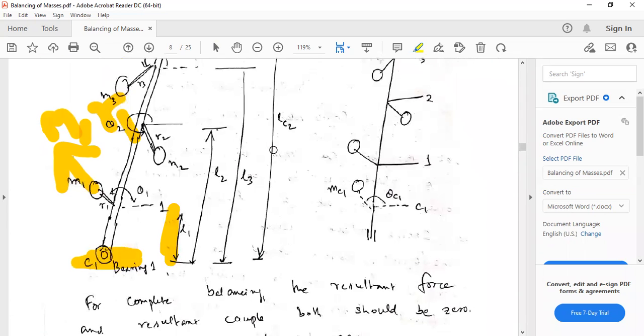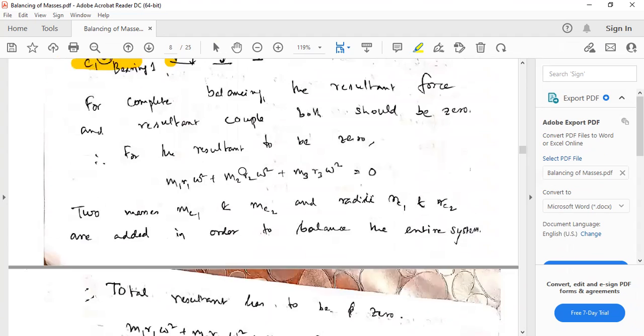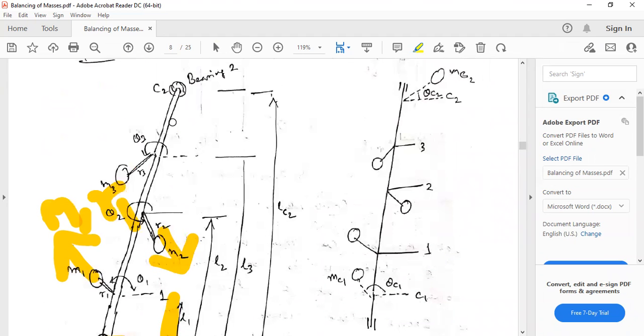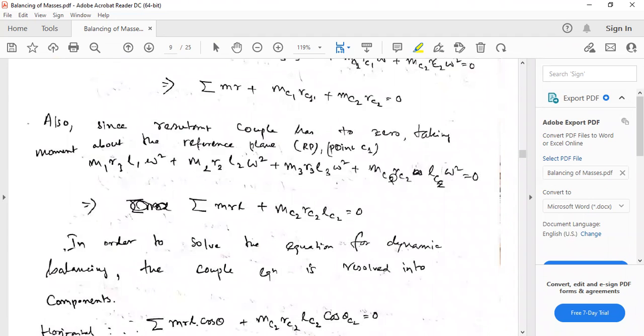Similarly, the next one is in this direction. We take it as m2 r2 l2 omega square, that way. You see, I have not taken a sign convention here. You can ask me about that. This is going in this direction, this is going in this direction, that way we have taken. But we'll take them all as positive. If one of them becomes negative, then we'll have to change their directions, which means our assumed direction is wrong. And the thing is, actually we are making the resultant couple zero.